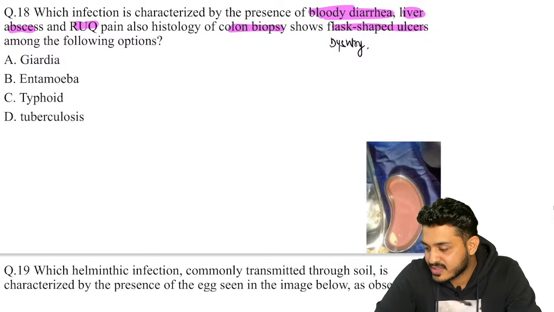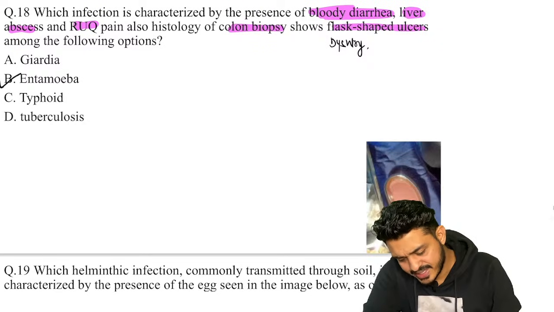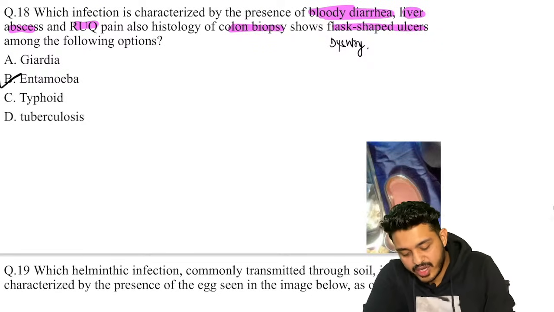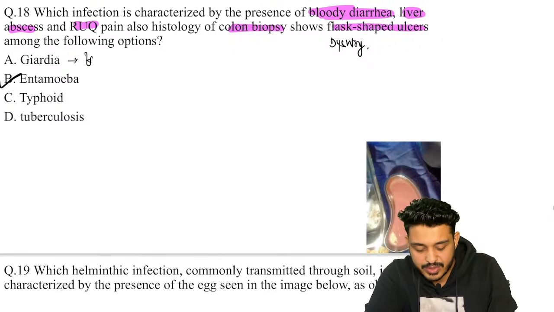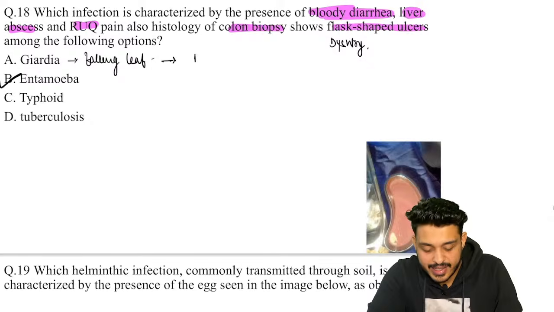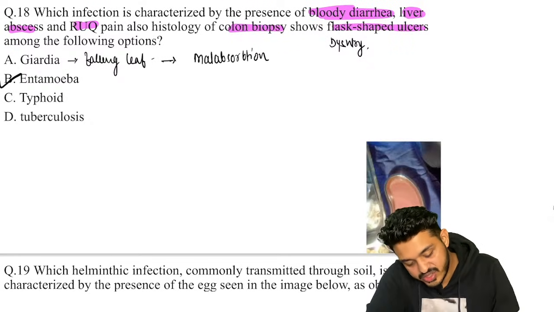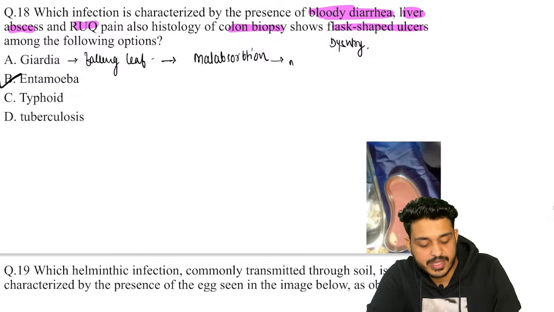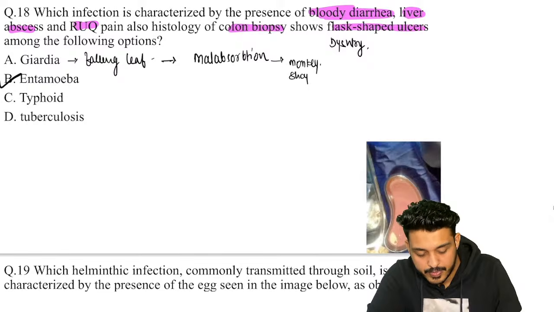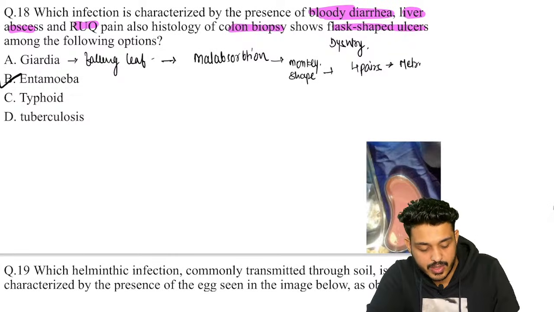So where do you find this flask shape ulcer? That is going to be seen in cases of Entamoeba. Giardia, what kind of motility have we seen? That is going to be falling leaf like motility, right? And this Giardia can lead to what? Malabsorption. Monkey shaped trophozoite will be there, and how many flagella? 4 pairs of flagella. And the drug of choice will be metronidazole, right?